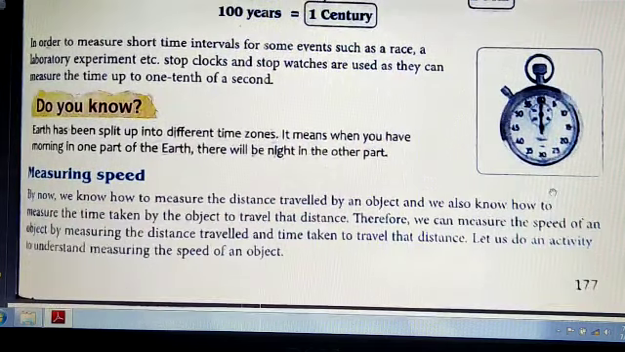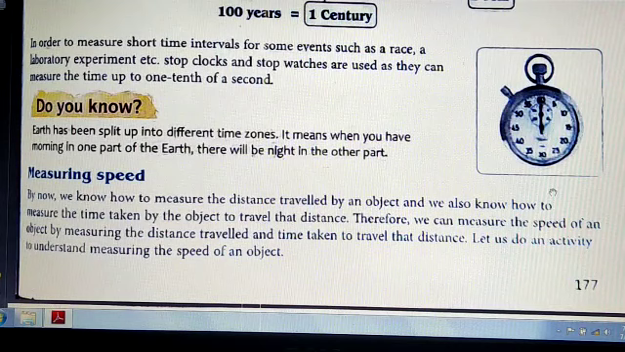Now measuring speed. In the beginning of the chapter we had studied the topic how to measure speed. So distance traveled by an object with respect to time is known as speed. So we have to calculate the speed by measuring the distance traveled and time taken to travel that distance.